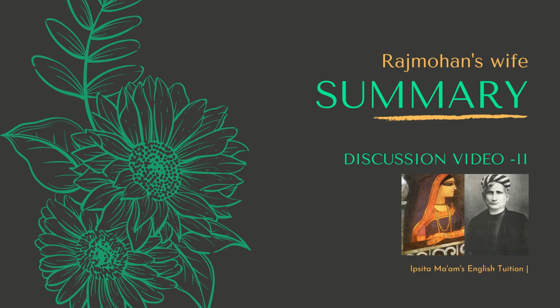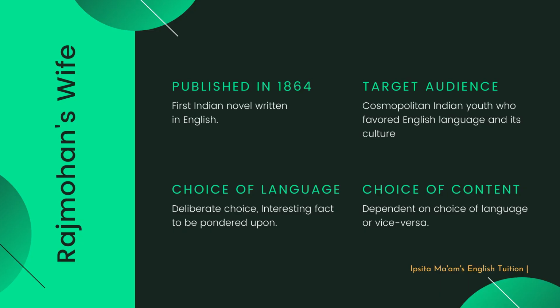Rajmohan's Wife, published in 1864, is the first Indian novel written in English, and it was written for a cosmopolitan Indian audience who favored the colonizers' language and their culture.